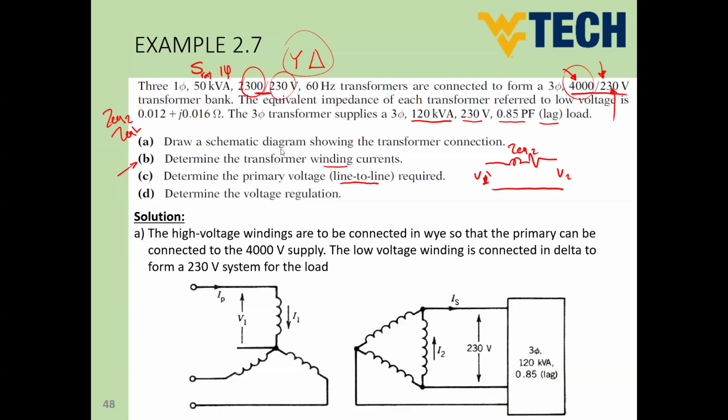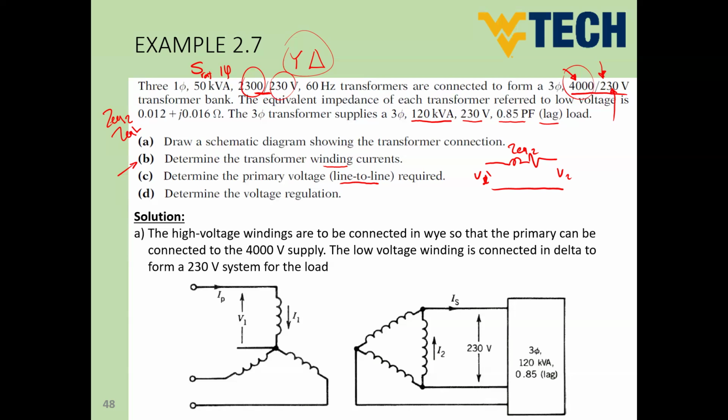First thing, draw the schematic, and we discussed the schematic that time. Second thing here is determine the transformer winding currents. So we calculated the current. C, determine the primary voltage line to line. We also calculated the primary voltage line to line. And D, we didn't solve part D yet. So D, determine the voltage regulation.